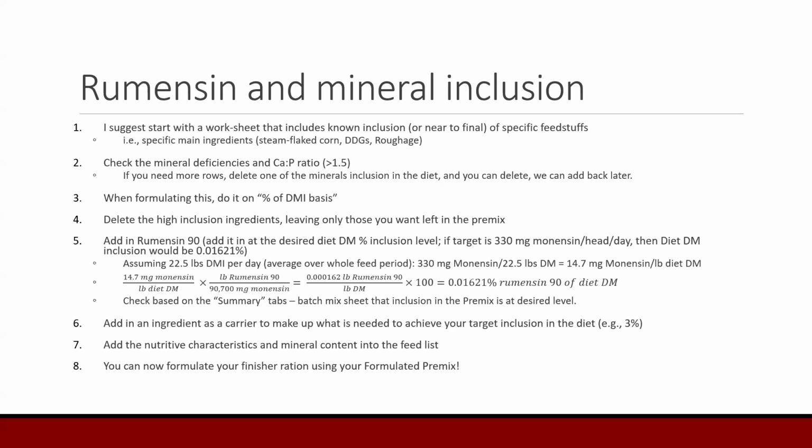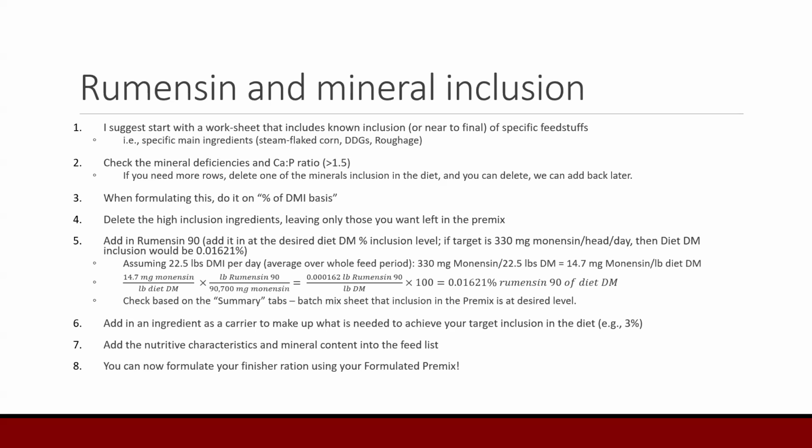Then, let's say the assignment tells you to formulate a 3% premix inclusion. You're going to take the sum of those micro ingredients, and then 3% minus the sum of those micro ingredients will tell you how much carrier to add. So that carrier could be distillers grains, for example. Okay, so you'll add that in there.